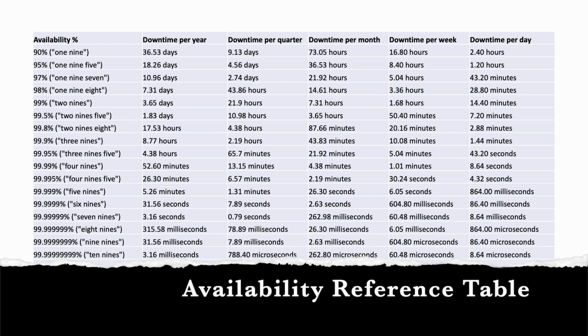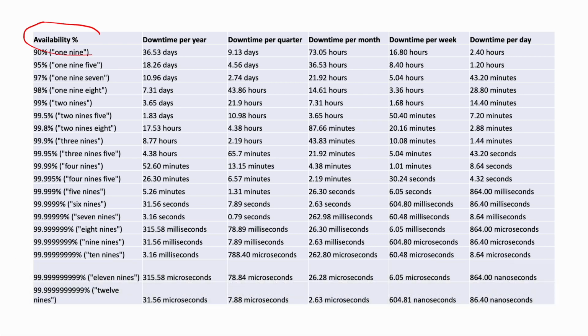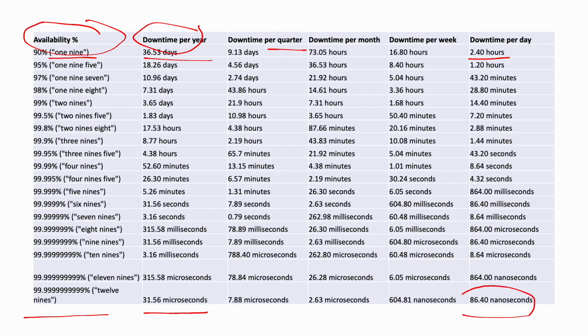I am leaving you with a detailed table where availability and downtime per year, per quarter, per month, per week, per day are mentioned with respect to different figures of nines. So 90% is this many days, which amounts to 2.40 hours per day. Same for 12 nines, it is 31.56 microseconds per year and 86.40 nanoseconds per day. So it's a reference table.